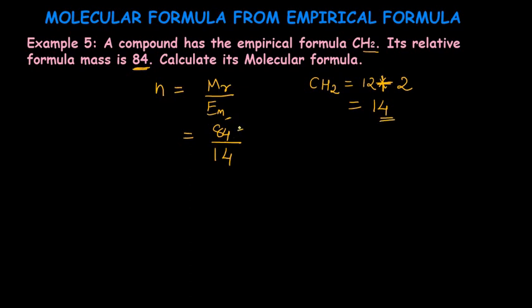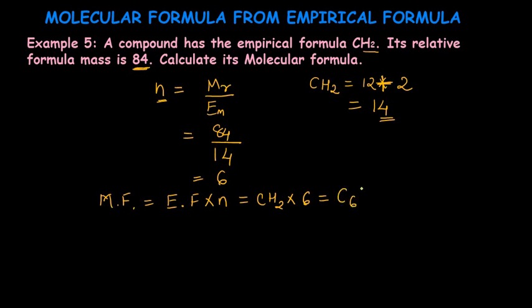So dividing the molecular mass by the empirical mass, we get the number n, which in our case is 6. So to calculate the molecular formula, we need to multiply the empirical formula by n. So here we have CH2 and the n calculated is 6. So the molecular formula turns out to be C6H12.